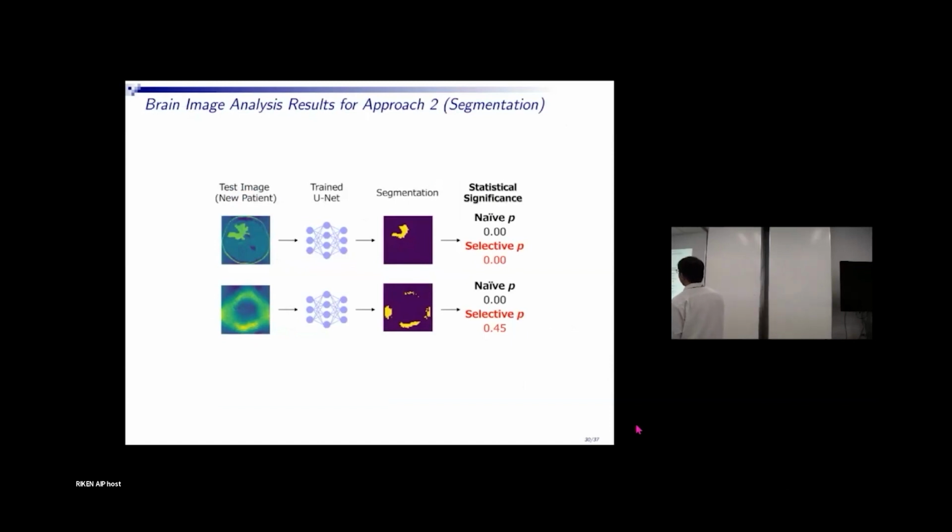Now this is a U-net, although it doesn't look like a U, but anyway, this is a trained U-net, and the segmentation result is obtained. The naive p-value and selective p-value are both 0 for the case where there is a true tumor. But in the case where there is no tumor, the naive p tells it's statistically significant, but the selective p does not. So this can nicely detect the true negative situation.